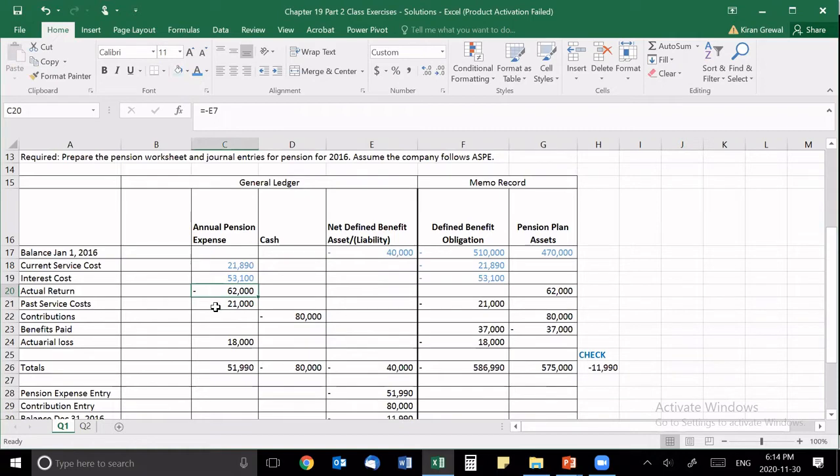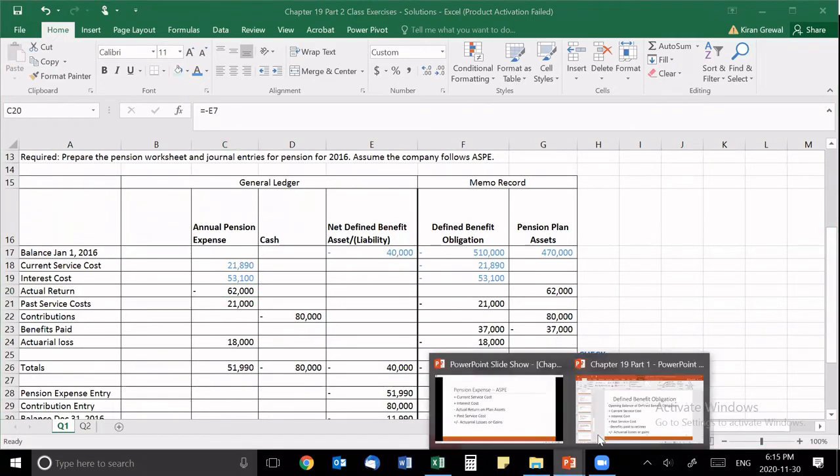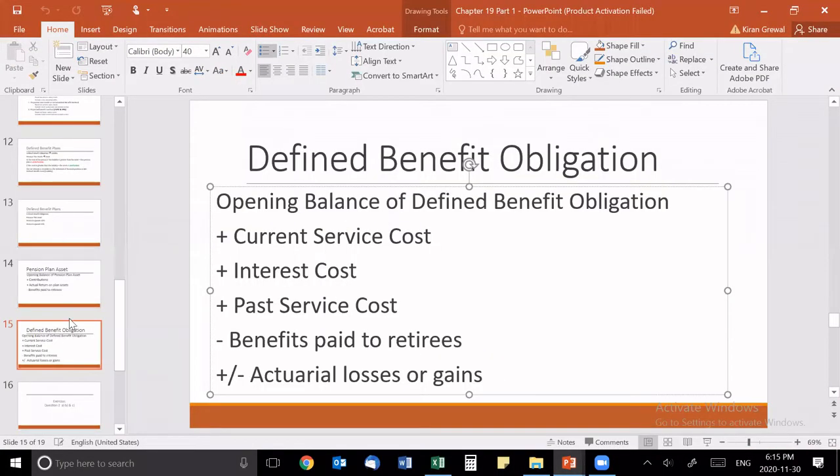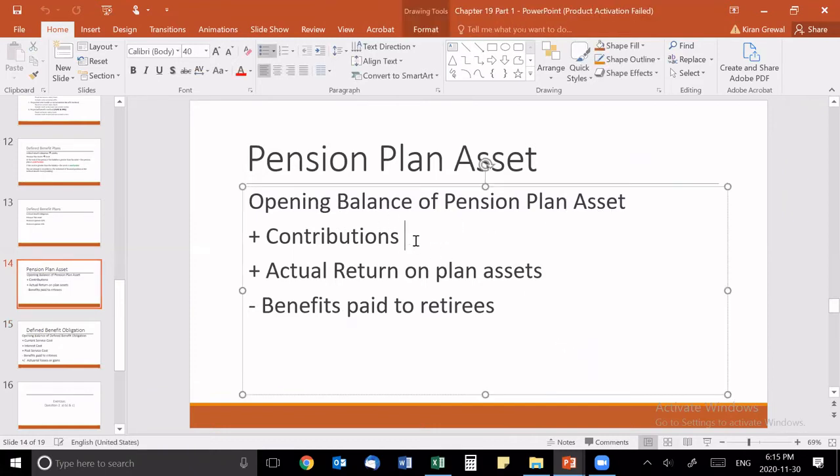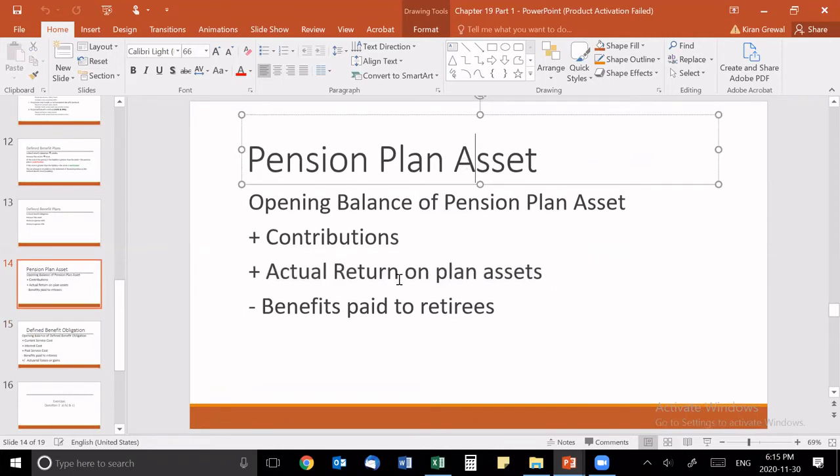And then where would the debit side go? If we go back to our little cheat sheet, these are from our last video, chapter 19, part 1 slides. We have our opening balance of our pension plan asset. We're going to add our contributions, add our actual return on plan assets, subtract our benefits. Okay, so we're adding something to our asset. If we're adding something to our asset, we're going to be debiting that amount.